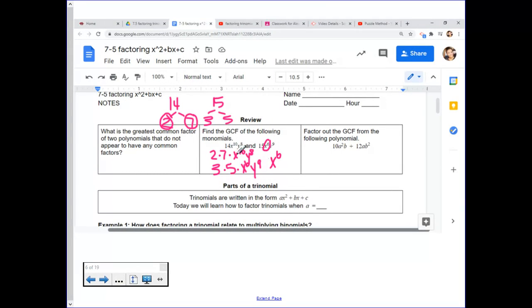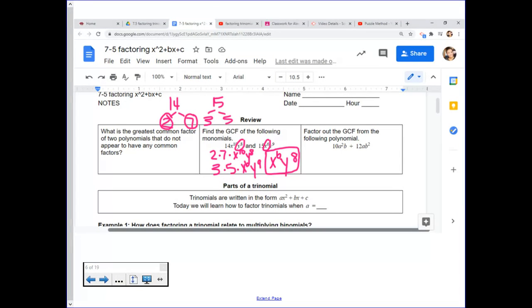And I look at my y's. I have y to the 8th and I have y to the 9th. Whichever one has the smaller exponent, that's as many as I'm allowed to take out. So y to the 8th. So your GCF for this first one is x to the 6th, y to the 8th.